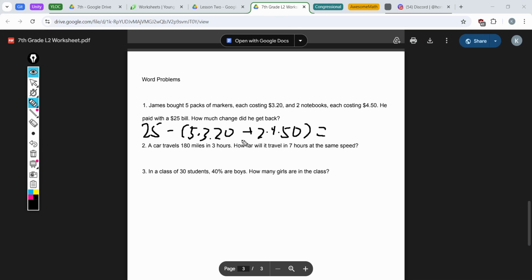So 5 times 3.20 gives us 16. And 2 times 4.50 gives us 9. So you add them together and you actually get 25. So 25 minus 25, well, that's just 0. So he gets no change back.